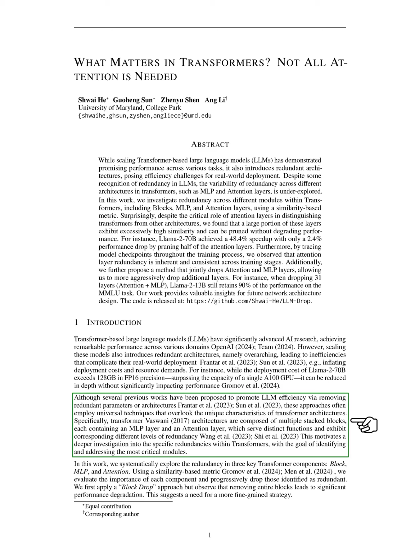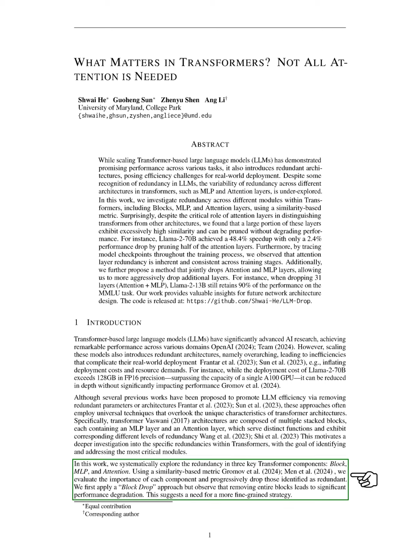While previous studies have aimed to enhance LLM efficiency by eliminating redundant parameters or architectures, many of these methods apply general techniques that do not consider the specific features of transformer architectures. Transformers consist of multiple stacked blocks, each with an MLP layer and an attention layer, which serve different purposes and have varying levels of redundancy. This observation drives us to investigate the redundancies within transformers more closely, focusing on the most critical components.